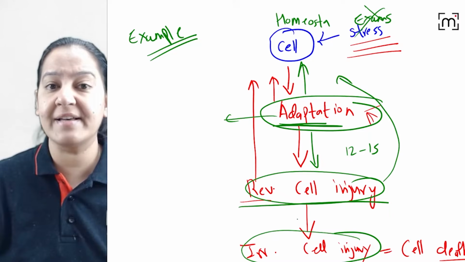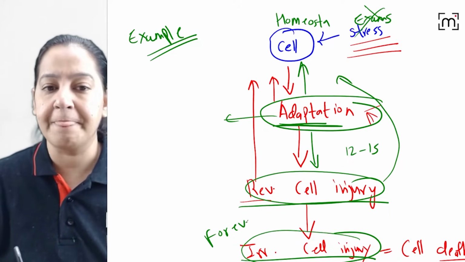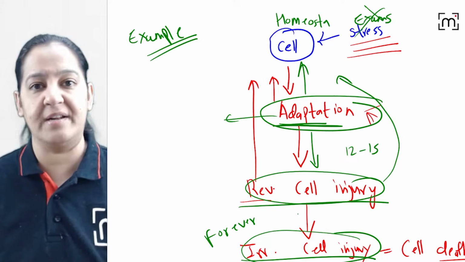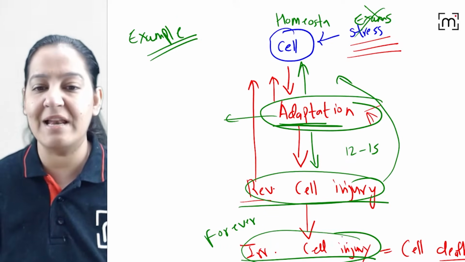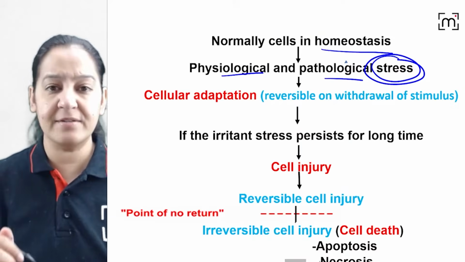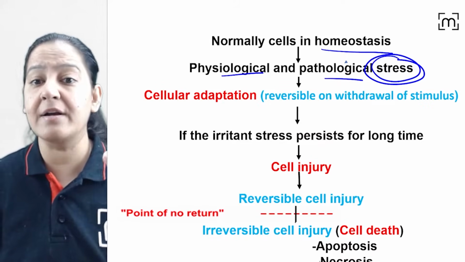But what if the exam continues forever? Can you imagine the situation? You always study for more than 15 hours. Is it possible? No, the cell will die, right? So you can learn it with this example. So these are the 3 things which will happen one by one if the cell is undergoing stress.